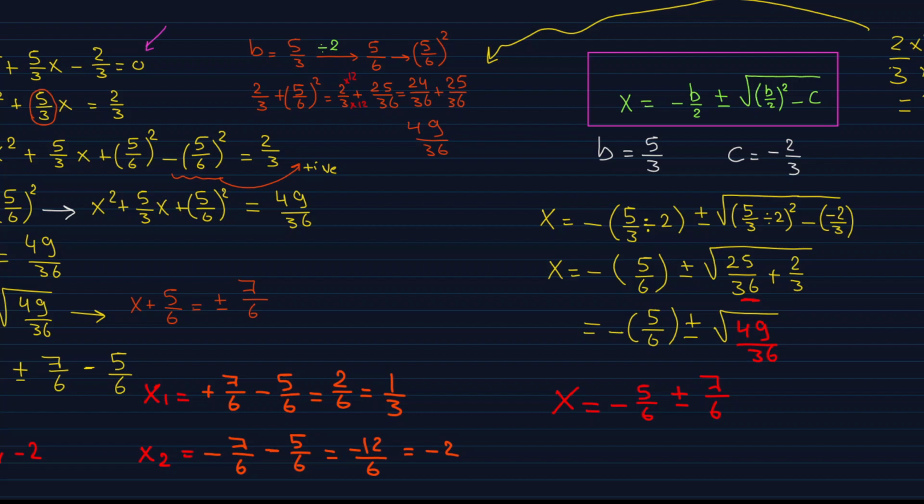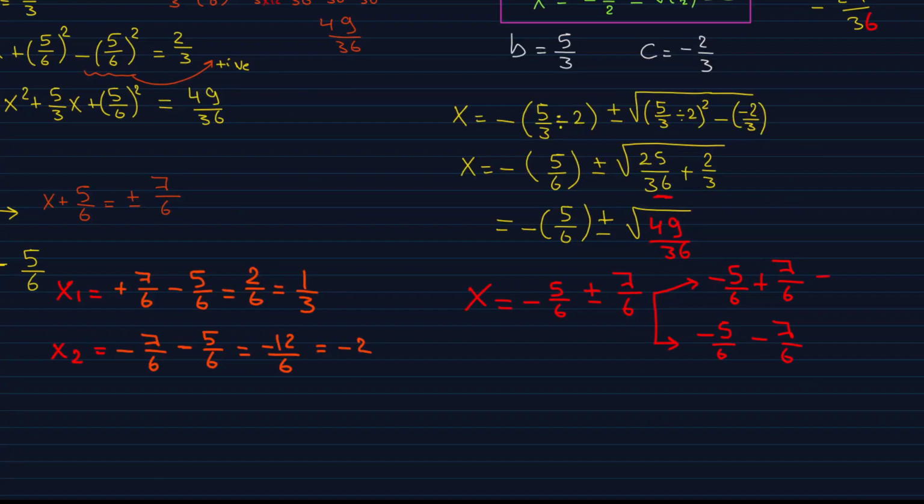We're going to do this in two ways, with the two signs. So we will have negative 5 over 6 plus 7 over 6, and the other one will be negative 5 over 6 minus 7 over 6. From the first one we will have 2 over 6, which is 1 over 3. And the second one, negative 5 over 6 minus 7 over 6, will be negative 12 over 6, which is negative 2, the same two results as we got over here, negative 2 and 1 over 3.